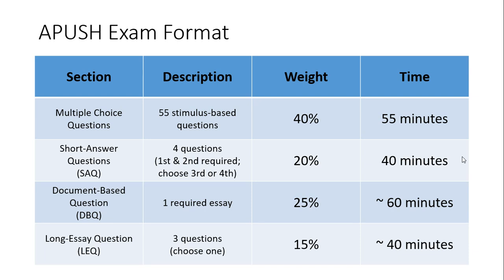So in May, when you take the exam, you'll start with the multiple choice section. You'll answer 55 stimulus-based questions in a span of 55 minutes. After a very short break, you will then begin the short answer part of the exam. There will be 4 short answer questions that you are given. You will respond to 3 of them. The first and second ones are mandatory. You have to answer those. And then you will pick either the third or the fourth to answer at that point.